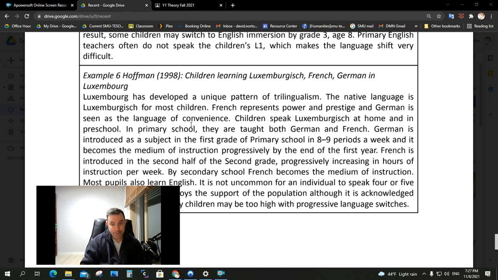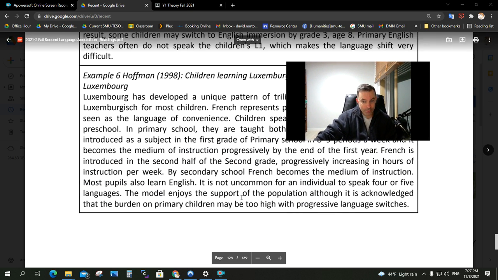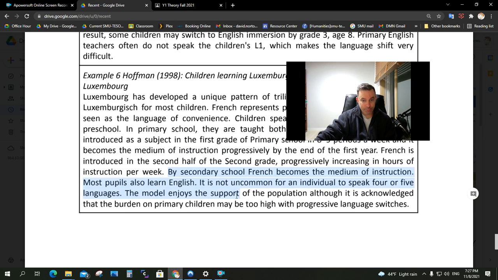So children speak Luxembourgish at home and in preschool. In primary school, they're taught both German and French. German is introduced as a subject in the first grade of primary school in 8 to 9 periods a week. And in the second half of second grade, progressively, French comes in later. By secondary school, French becomes the medium of instruction. So they switch completely over to French.